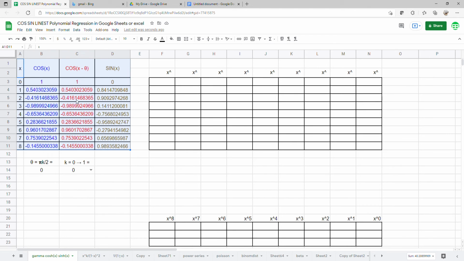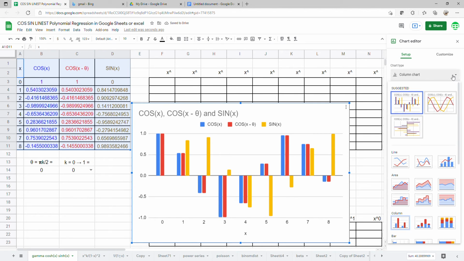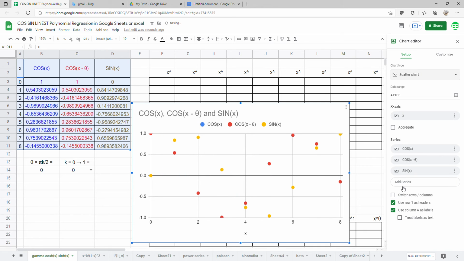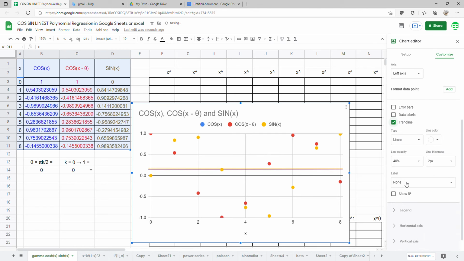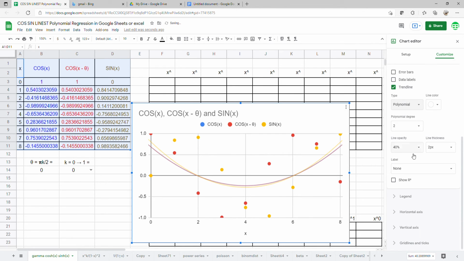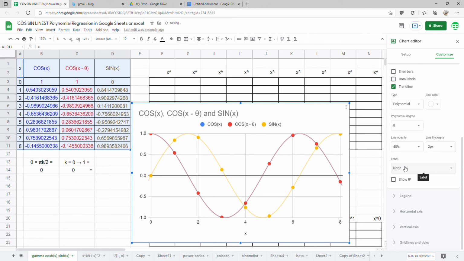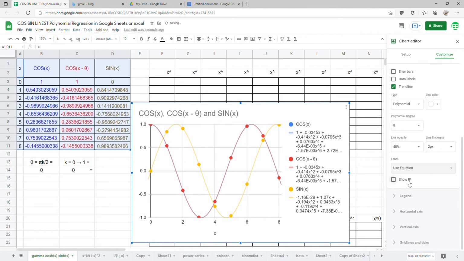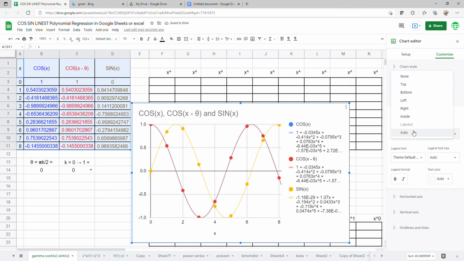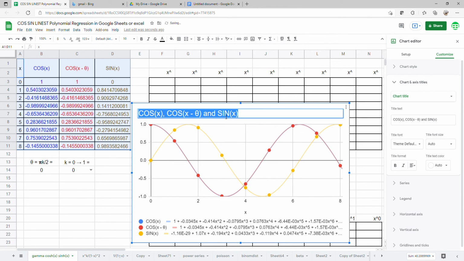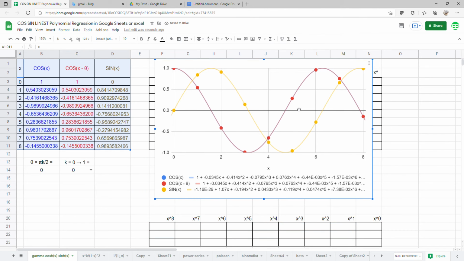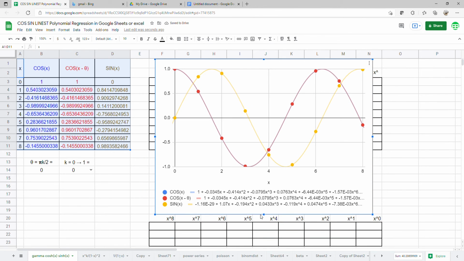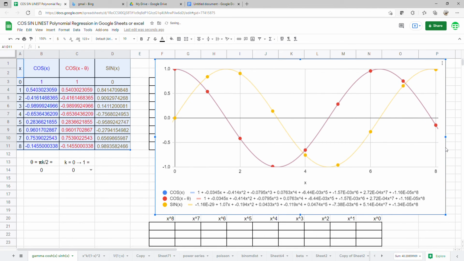Insert chart. And we use scatter chart. And you show the trend line. Polynomial to the 8th degree. Use the equation as label for the legend position at the bottom. We don't need the title, so we delete this so we can have more space. So here's the trend line and the polynomial. We'll calculate this polynomial regression coefficients using LINEST.